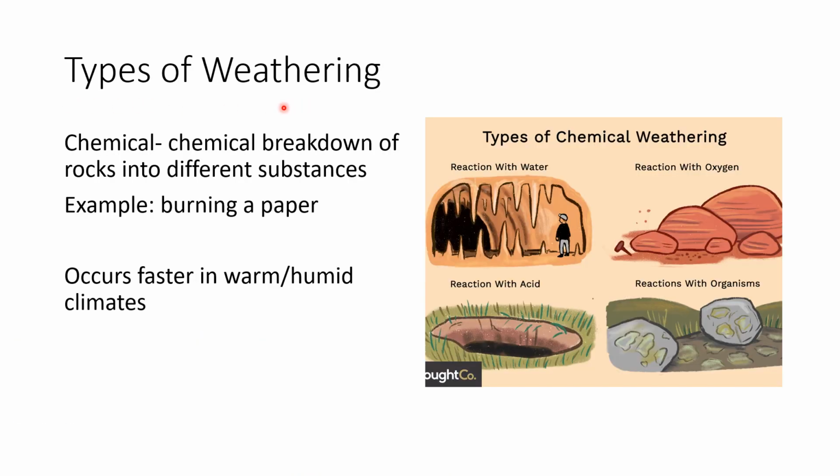The other main type of weathering is called chemical weathering, and this involves breakdown of rocks into different substances that actually changes the composition of the rock. So for example, think of burning a piece of paper. It's not paper anymore, it's a little bit of soot and ash and stuff.